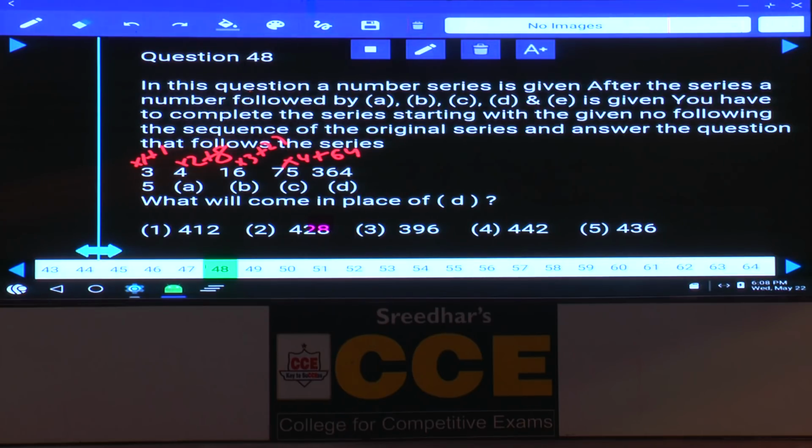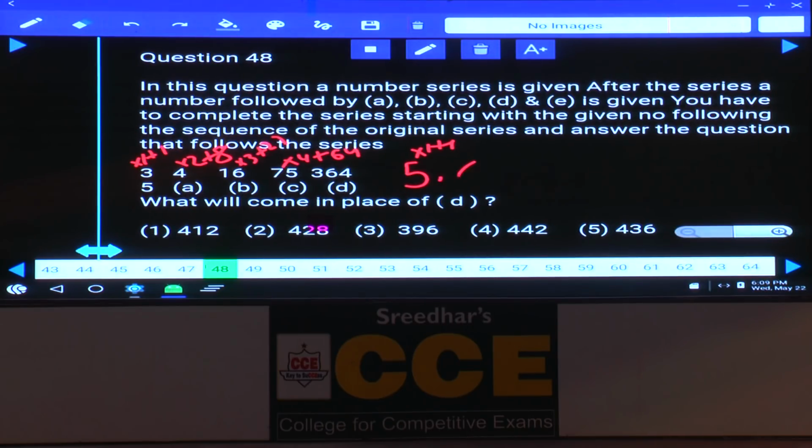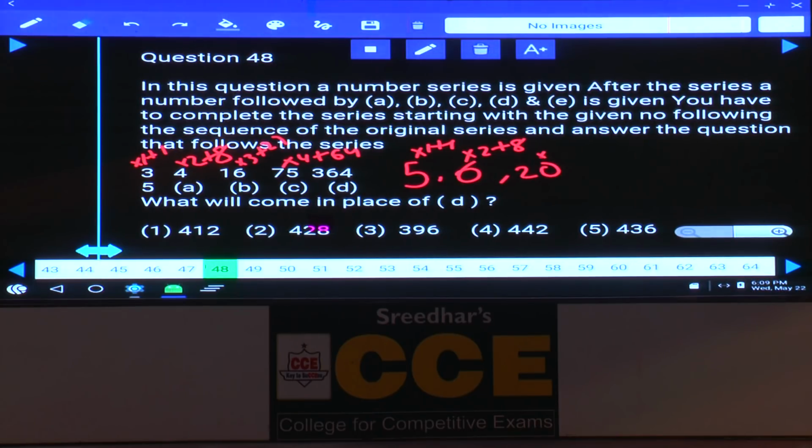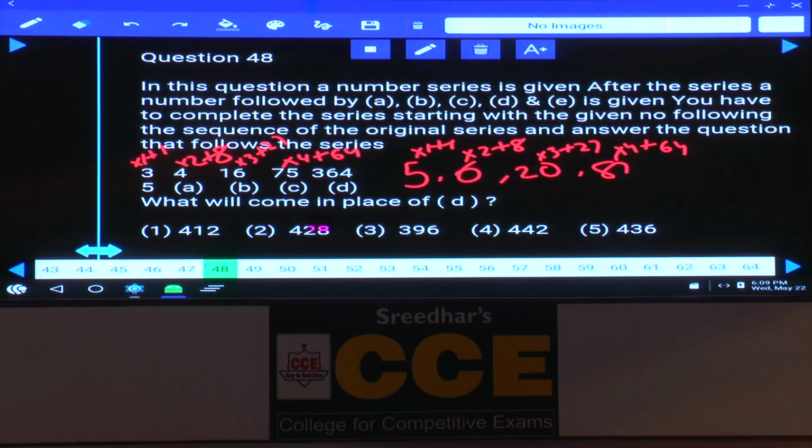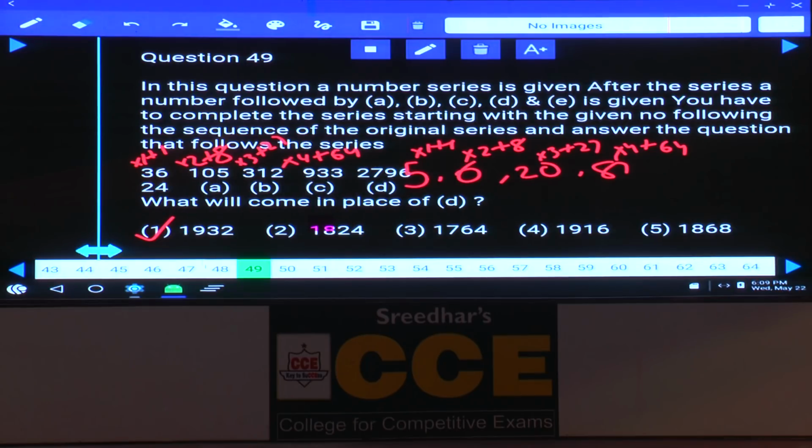Now we need to start with 5. Now 5 into 1 plus 1 is how much? 6. 6 into 2, 12 plus 8 is 20. And 20 into 3, 60 plus 27 is 87. Now 87 into 4 plus 64. 7 into 4, 28 plus 4, 32. Among the given choices, 2 at the last digit is given in choice 1 only. No need to count the entire value. That is choice 1. Clear? Into 1 plus 1 cube, into 2 plus 2 cube, into 3 plus 3 cube, and so on.